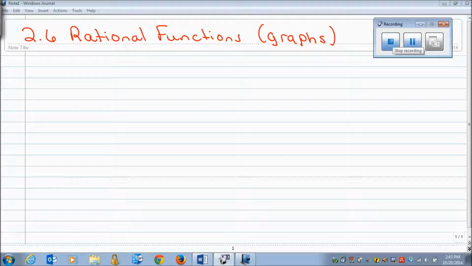Hello, Bearcats. Today we're going to analyze rational functions, identify horizontal asymptotes, vertical asymptotes, slant asymptotes, and holes in graphs, and we'll be able to sketch using all that information.